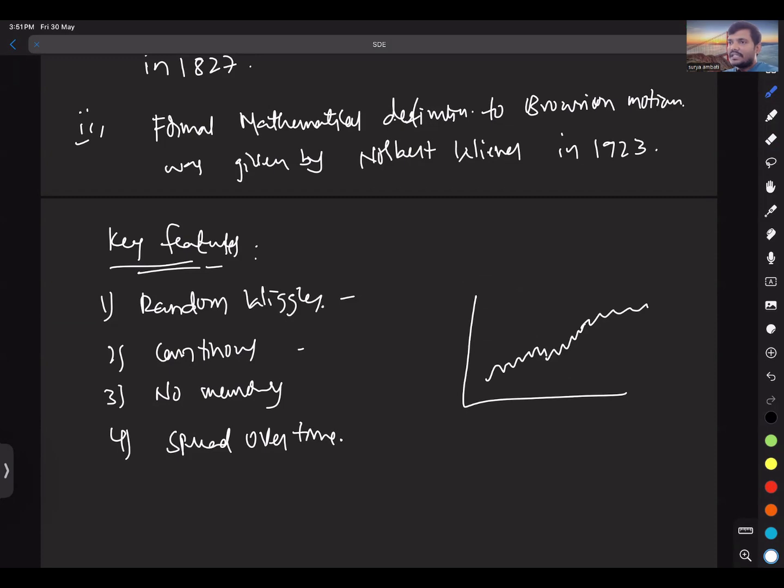And also, even though it is continuous, it is not smooth. It won't move smoothly like this. It is jittery. It moves more like this. So that is the feature of Brownian motion. That is what we are going to model.